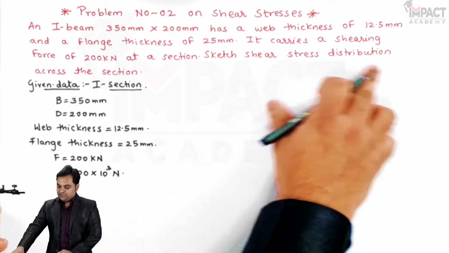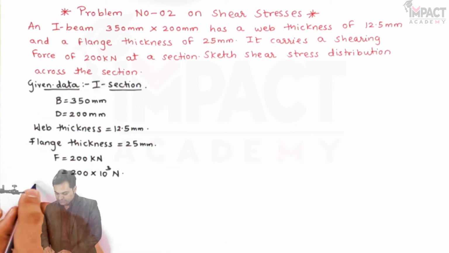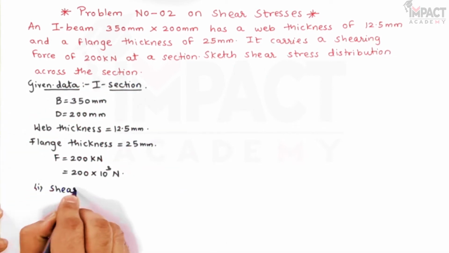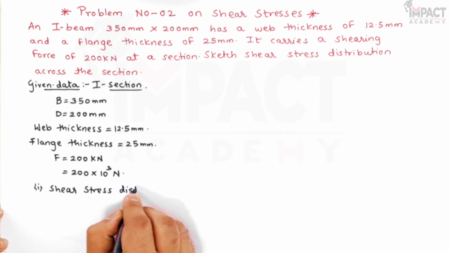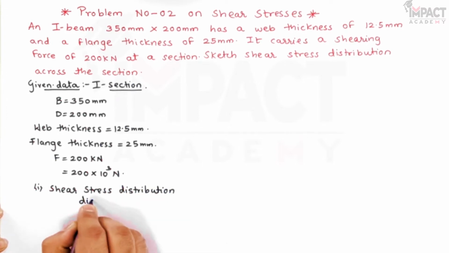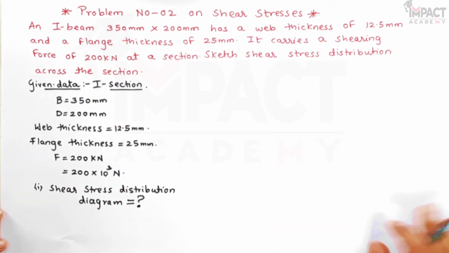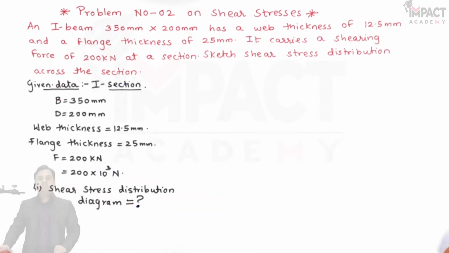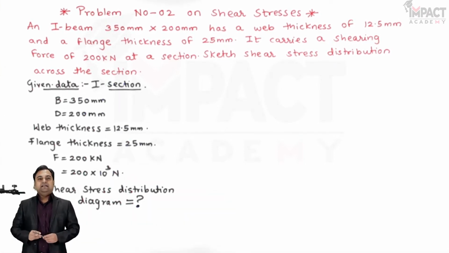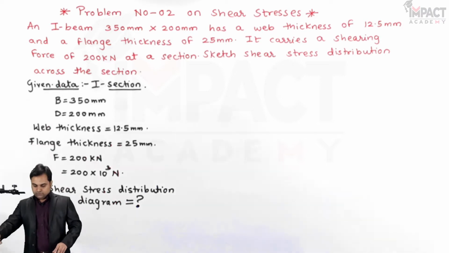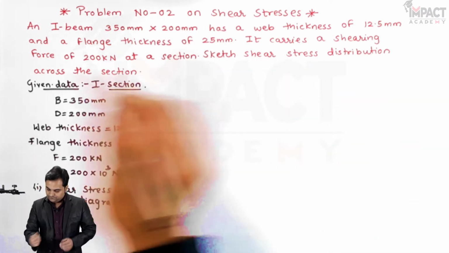Here we have to sketch the shear stress distribution across the section. That is the shear stress distribution diagram. So this is the question in front of us. Now into the solution part. First I would be drawing the I section, giving it the dimension, and then we'll move further into the problem. So into the solution part.